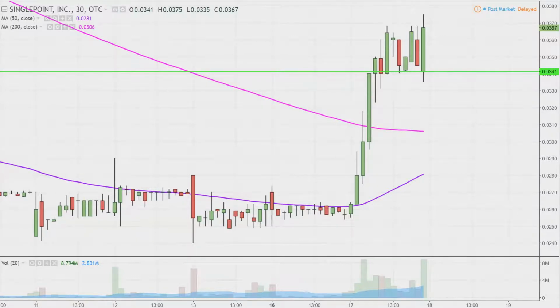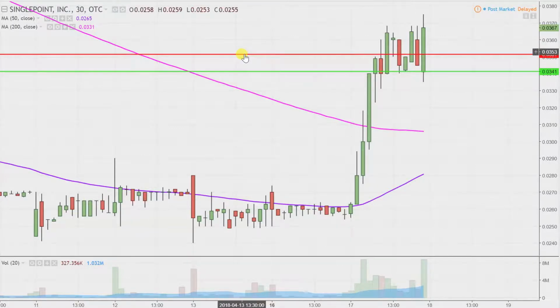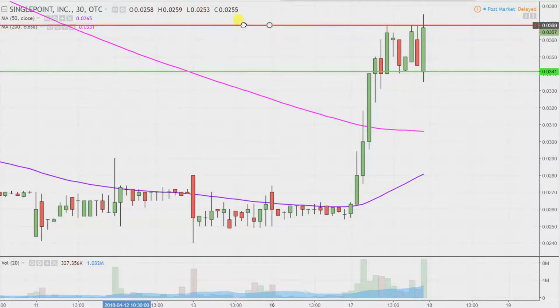What about areas of resistance? As far as where the sellers are currently hanging out at, they seem to have quite a bit of a little hangout right up here at 0.037. You can see several times today the price tried to get up through that level and couldn't quite do it. It did actually get up there during the final 30 minutes, but could not maintain and stay above 0.037. So therefore, that is still the near-term level of resistance.